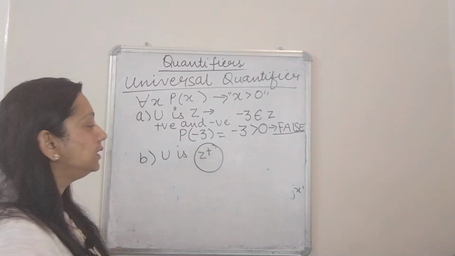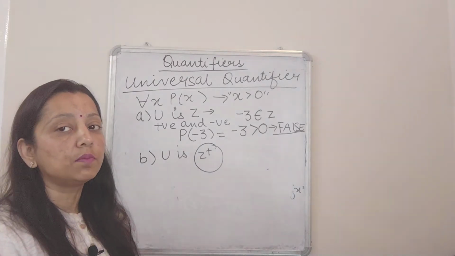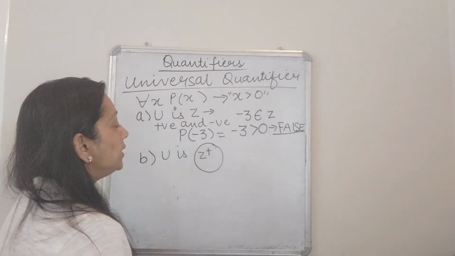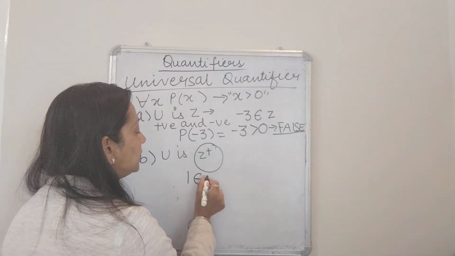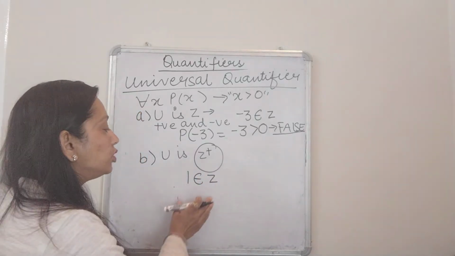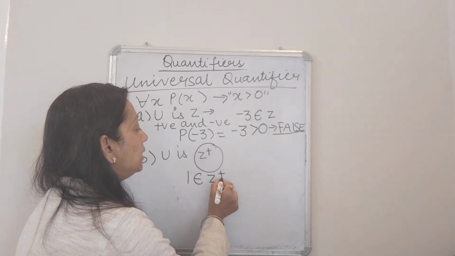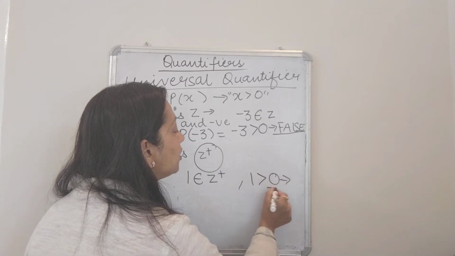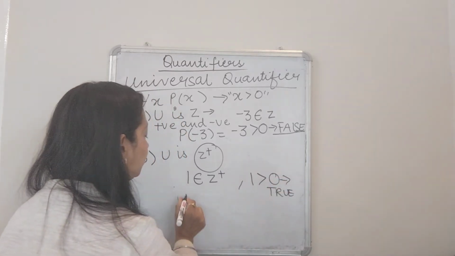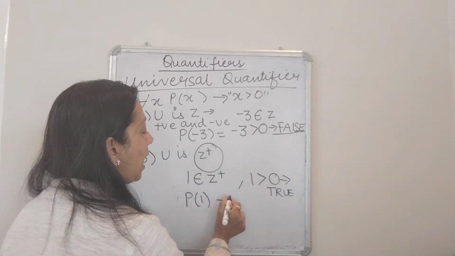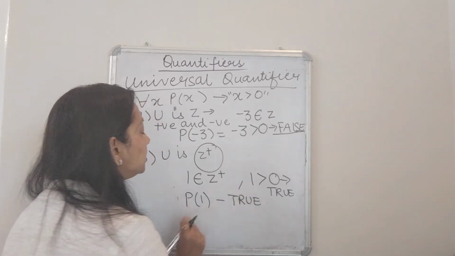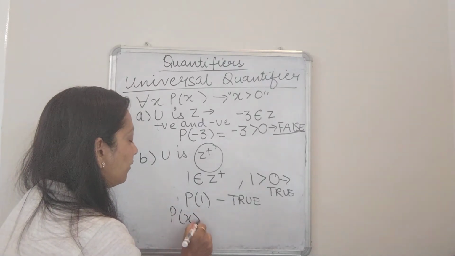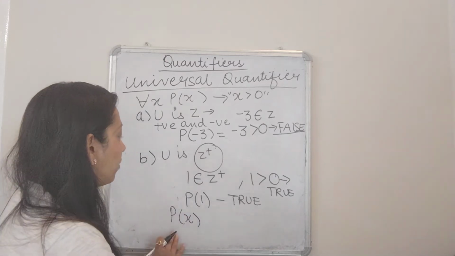Now, in the next case, the domain is positive integers. That means all the numbers from 1, 2, 3 until infinity. So I'll take the lowest number, which here is 1. We all know 1 is an integer, that means it belongs to the domain of positive integers. Again, 1 is greater than 0. Is it true or false? It is true. So p of 1 has a truth value true, and this is true for all the values of x. Hence I can say that in this case p of x is a proposition.